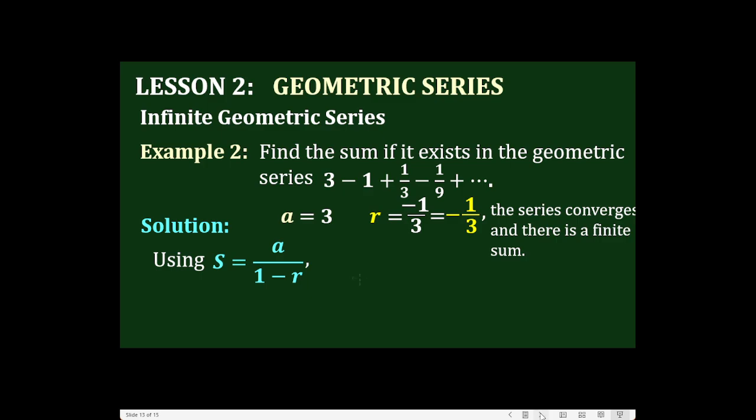So, simplifying the expression further, that is 3 over 4 over 3. We reciprocate the denominator and multiply that by 3. So your S will simply be 3 times 3 over 4, and the answer is 9 over 4. Okay. So this is the sum of this infinite geometric series.